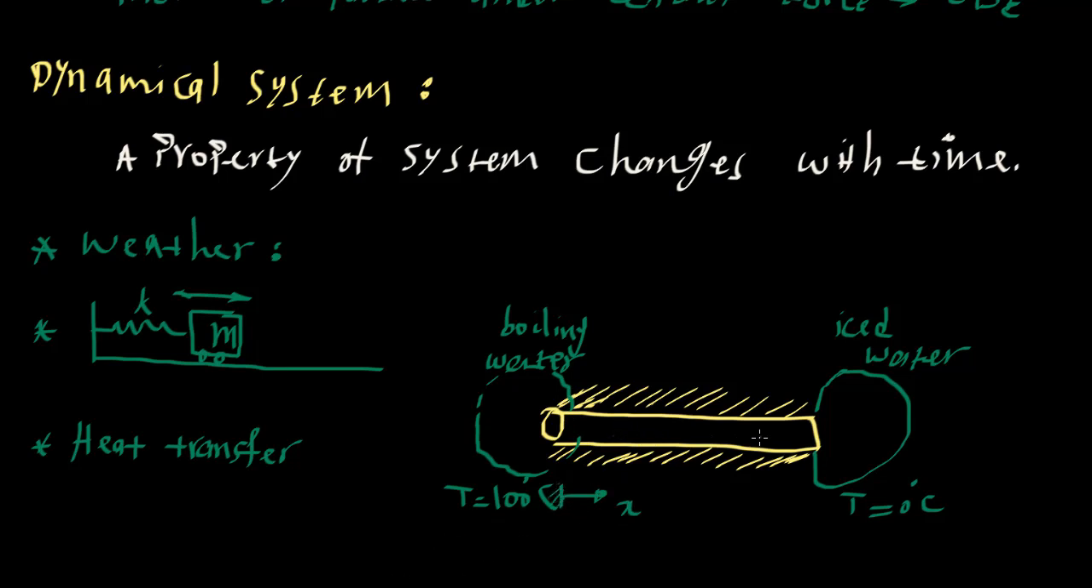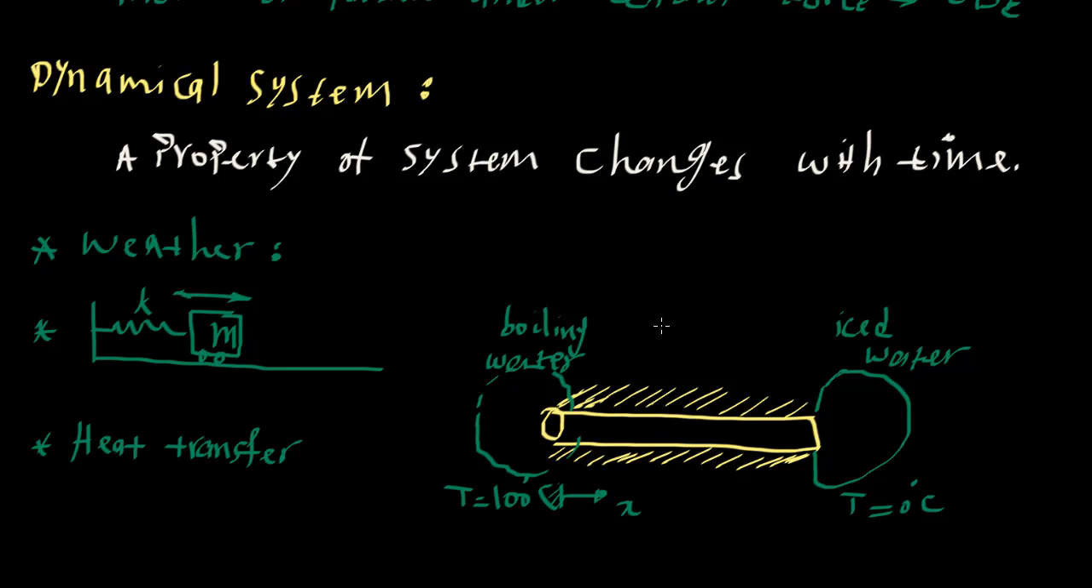And also at each position, the temperature depends on time. So at the beginning, when you put this end in the boiling water and the other end in the 0 degree water, you're going to have heat transferring from this side to the other side. But after a while, you're going to reach an equilibrium point. At that point, the temperature at each point would be constant and doesn't change with time anymore.